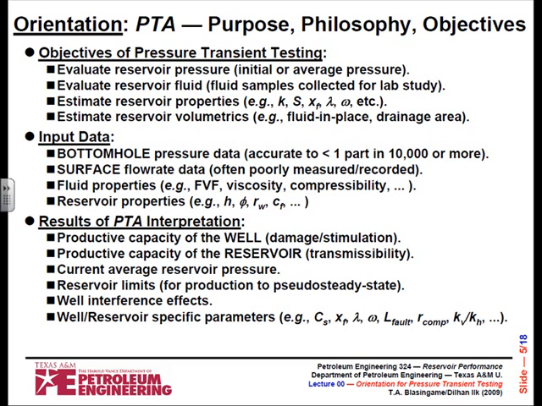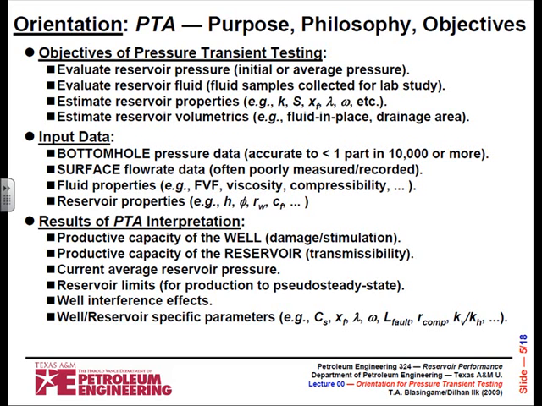I can tell how many molecules are in a reservoir by how the pressure behaves. I cannot tell how they're distributed in the reservoir. In order to do that, I have to know the dimensions of the reservoir. The results are we can get the productive capacity of the well, which is something that you want to know. That tells you whether the well is damaged or stimulated. You can always do both. You can damage a well, and you can stimulate a well. And you can spend a lot of money doing either one. Obviously, you don't want to damage a well, but you can.